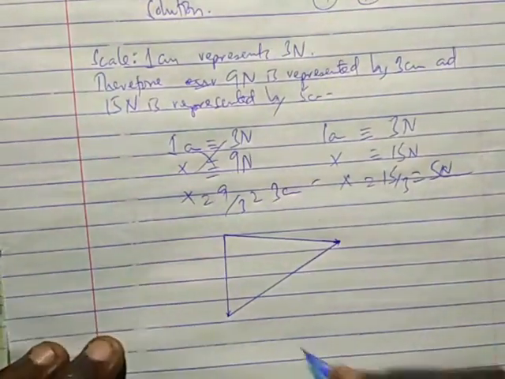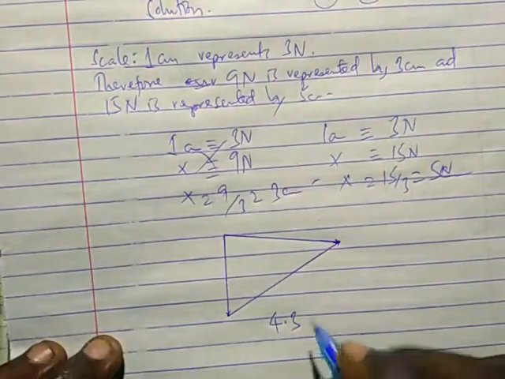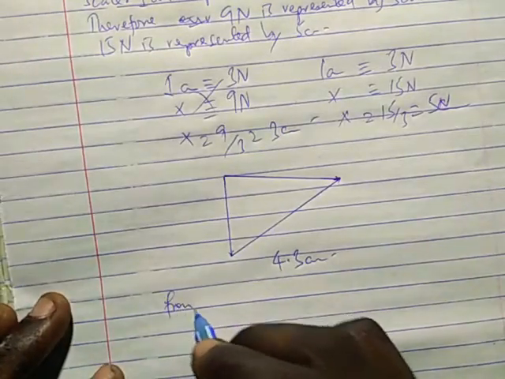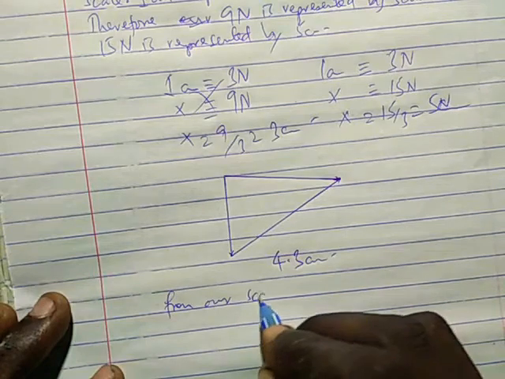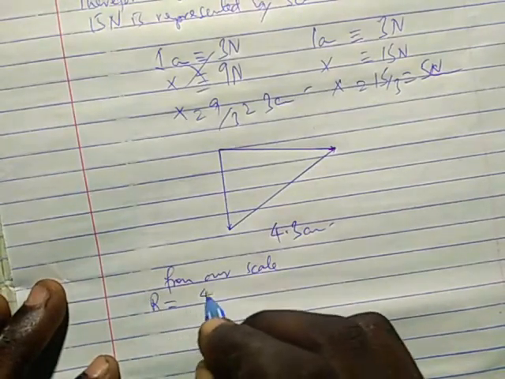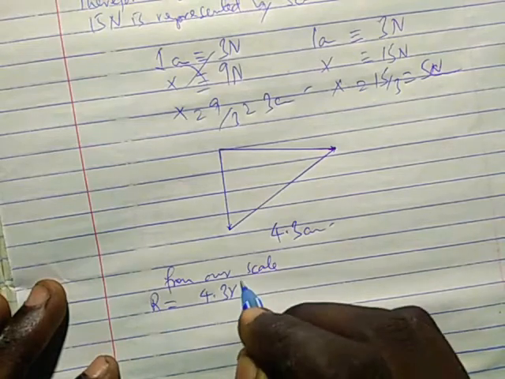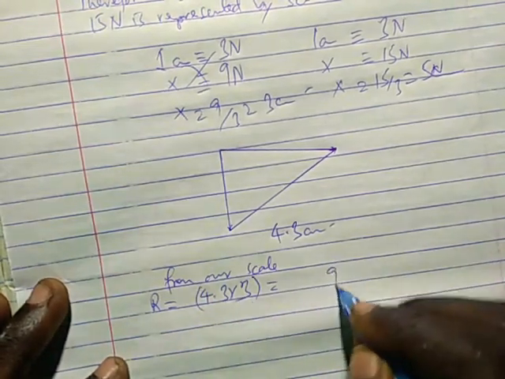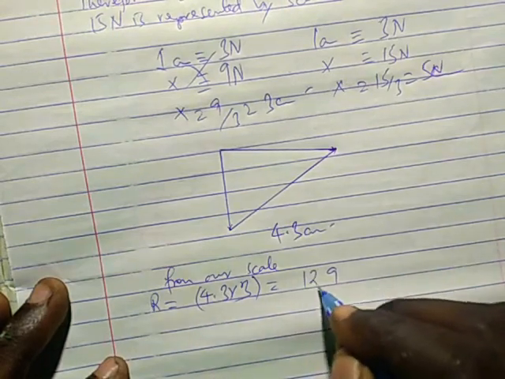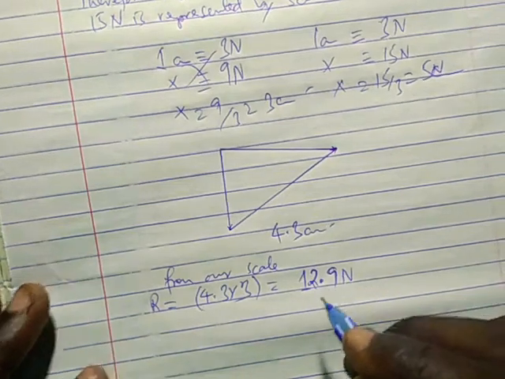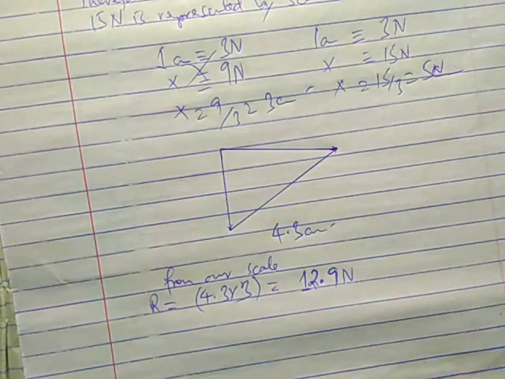Kwa hiyo 4.3 centimeter. So from our scale, manake itakuwa resultant vector ni sawa sana 4.3 kuzidisha mara ngapi? Mara 3 Newton. So tapata 3 mara 3 9, 3 mara 4 12.9 Newton. Kwa 12.9 Newton, hiyo ndo resultant vector.